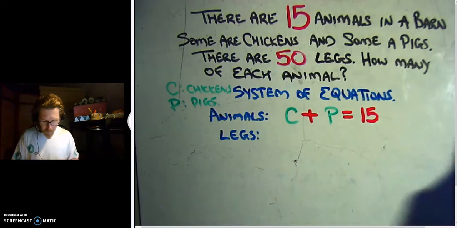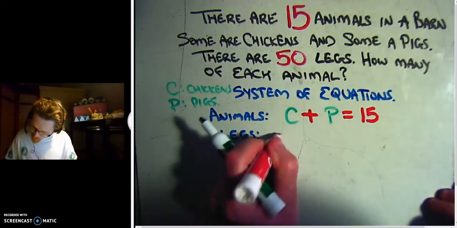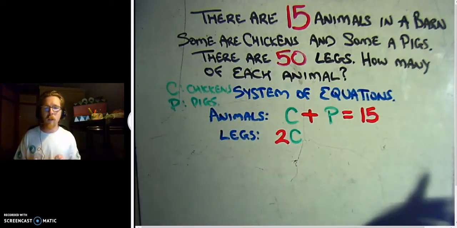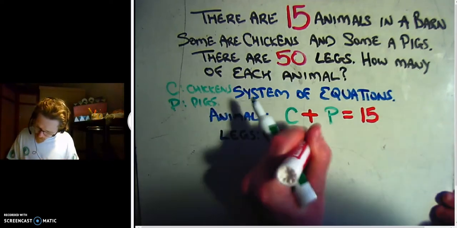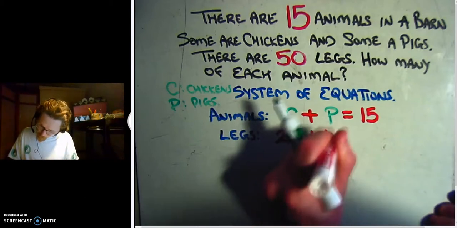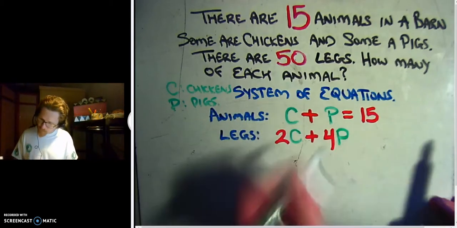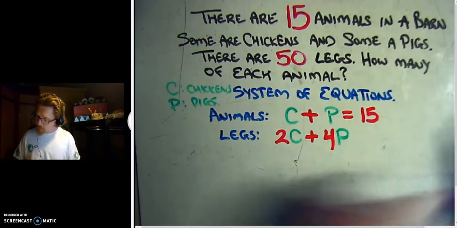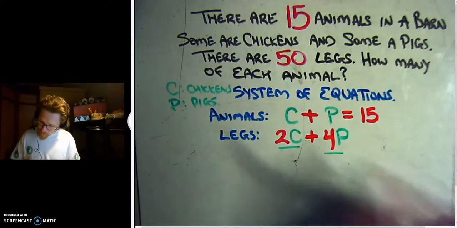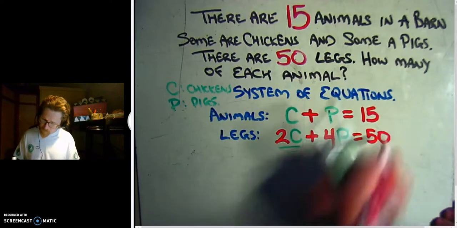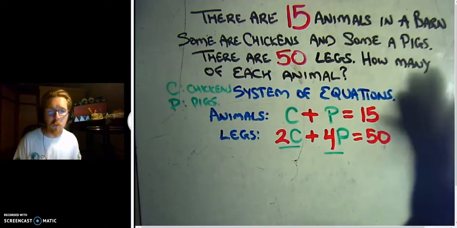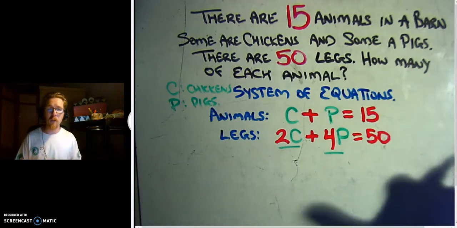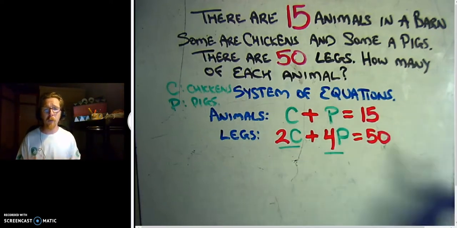Now I also know that chickens have 2 legs generally. So if I multiply the number of chickens by 2, that'll tell me the number of chicken legs. I also know that pigs have 4 legs. And so if I multiply the number of pigs times 4, that'll tell me how many pig legs I have. And if I add up chicken legs plus pig legs, I'm going to have a total of 50 legs. So again, we created two equations that have the same variables, and through our methods of substitution or elimination, we're going to be able to solve this.